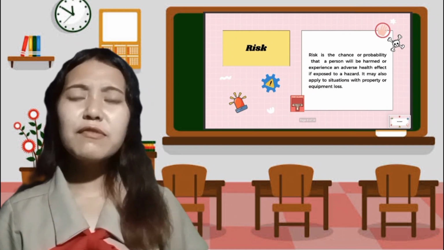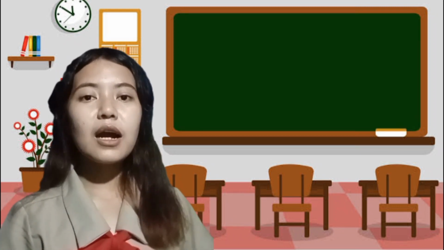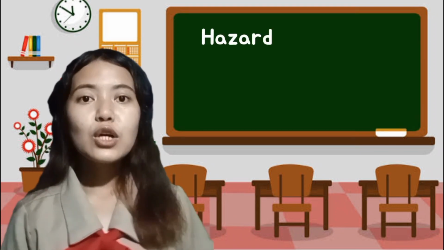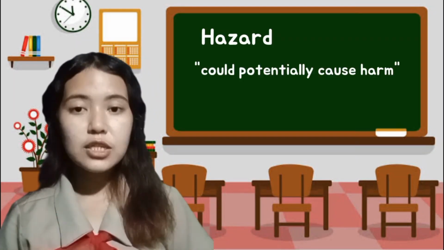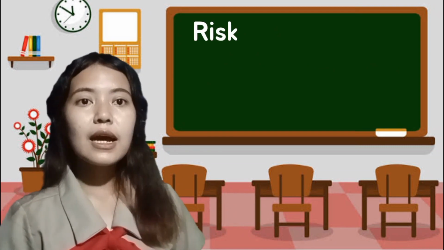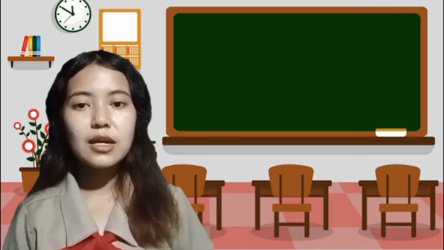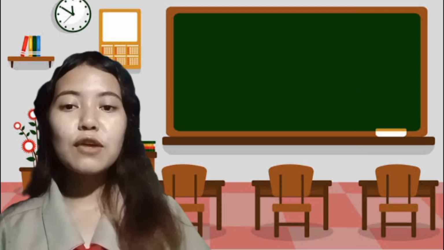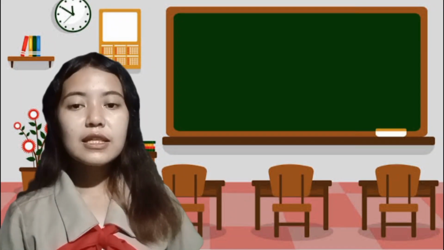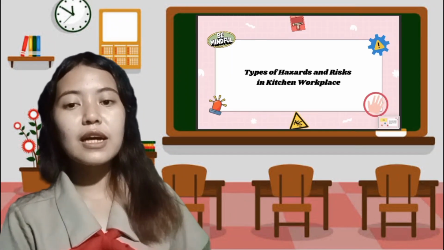So many definitions have been proposed. So ano nga ba yung pagkakaiba ng hazard at risk? So hazard is something that could potentially cause harm, while risk is the degree of likelihood that harm will be caused. Now that you know the difference of hazard and risk, let us now move on to the types of hazard and risk in the kitchen workplace.